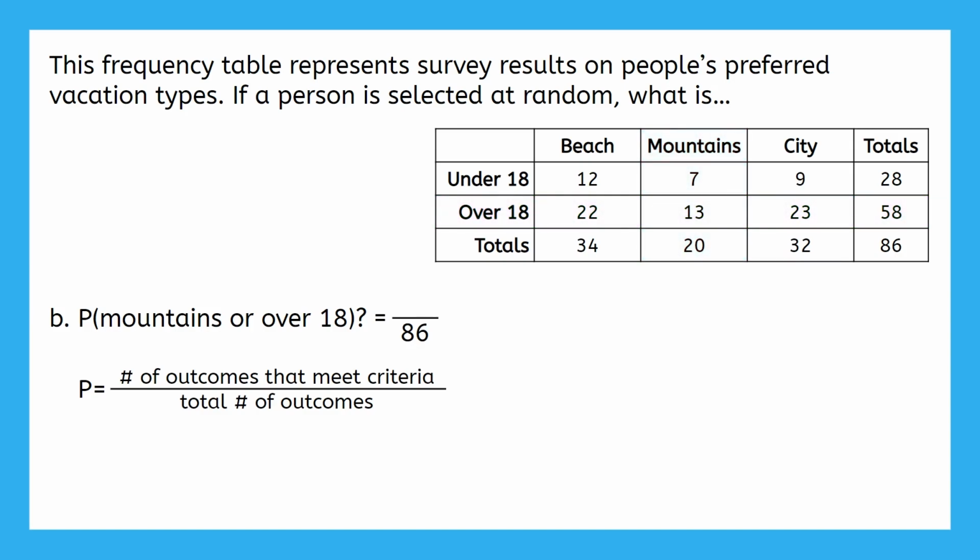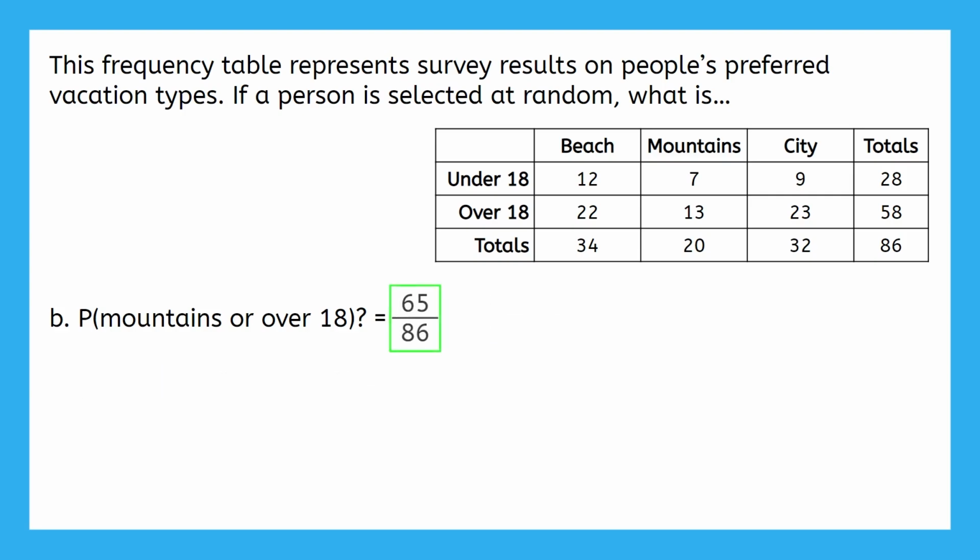So 20 people who like the mountains plus 58 people who are over 18 minus the 13 people who are overlapping in both groups makes 65 outcomes, or people who meet this criteria. 65 over 86 cannot be simplified, so that's our final answer. As we're starting to see, frequency tables have some benefits over lists of outcomes, particularly if you find visual information much easier to handle. Let's do one more example problem to get a little more comfortable with frequency tables.